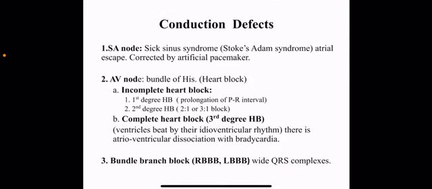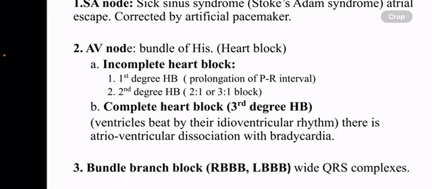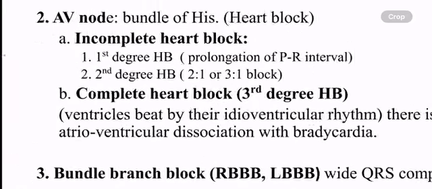Dear student, good morning. These few slides remain from the ECG lecture 2. I'll cover them now. Conduction defect. The conduction defect of the heart means either we have a defect in conduction in the sinoatrial node, or in the AV node, or in the bundle branch, which is called bundle branch block.